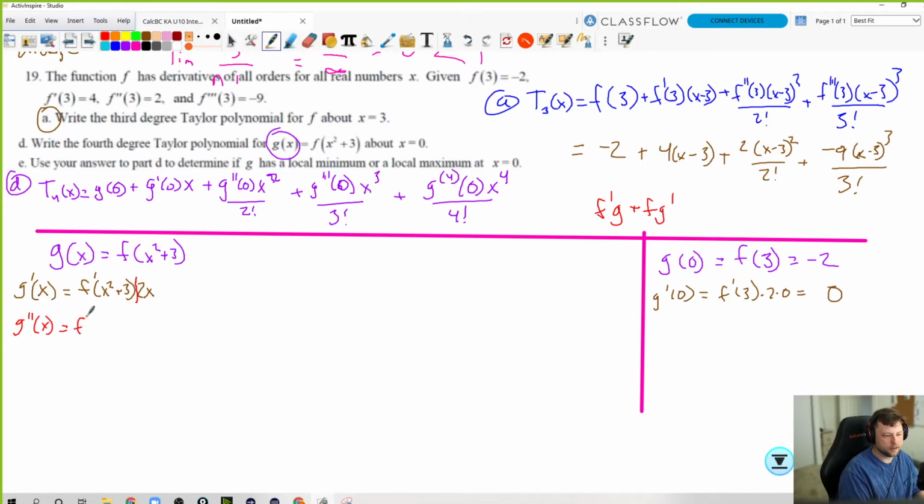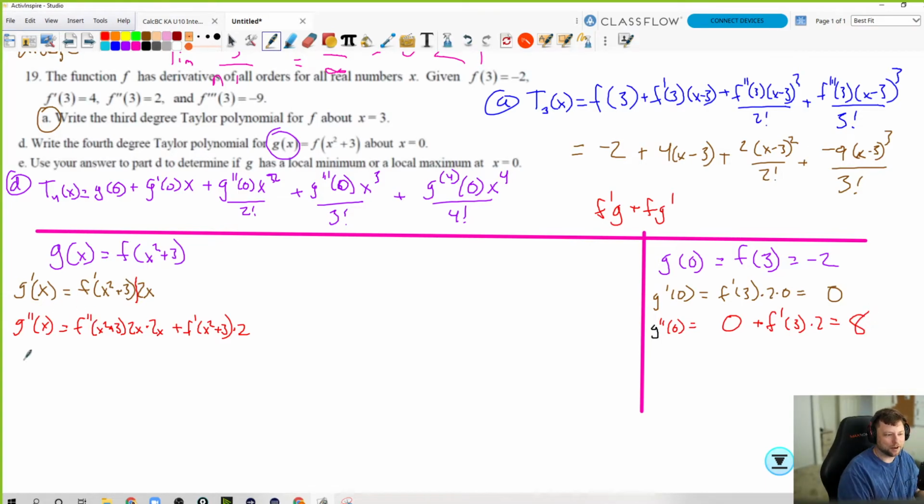So I'm going to say it's f double prime of x squared plus 3 times 2x times this 2x, plus f prime of x squared plus 3 times the derivative here, 2. Okay, that's the product rule. Cool. So now if I plugged in 0, wait, no, let's keep it red. So g double prime of 0. This first term, since we're multiplying by an x here, is just going to go to 0. So I'm going to go 0. And then this term is going to be f prime of 3 times a 2, which is going to be 4 times 2, or 8. All right.